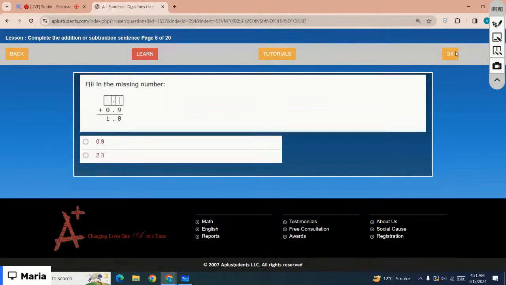Okay, fill in the missing number. So, which is the correct option? Yes, that is 0.9 plus 0.9 equals 1.8. Option number one is the correct option, right?